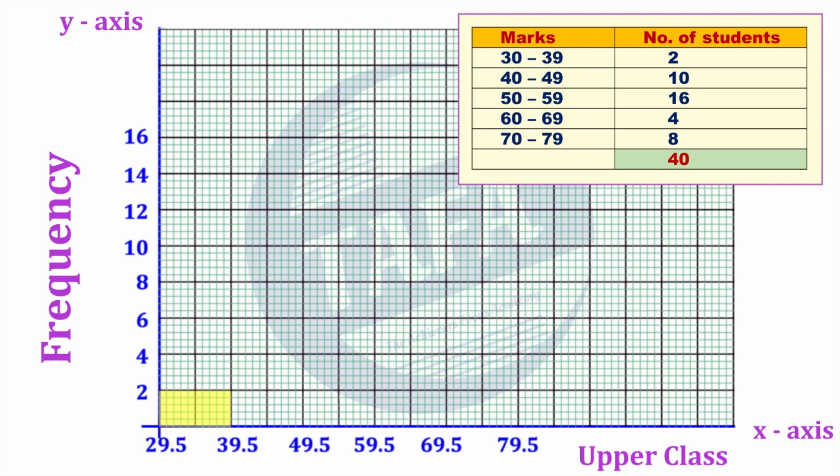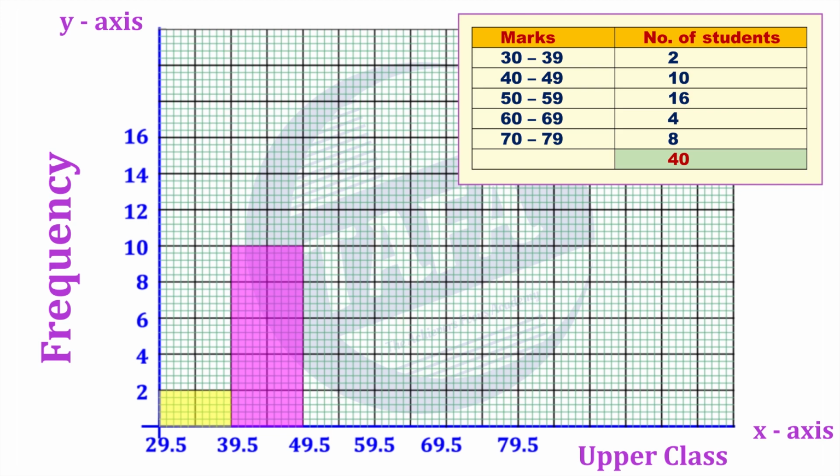So the frequency represented by that class is 2. So you draw that bar. Then the next bar begins from 39.5 up to 49.5, and the height corresponds to the frequency of that class, and that height is 10. The height is 10. So as shown, you draw that bar.